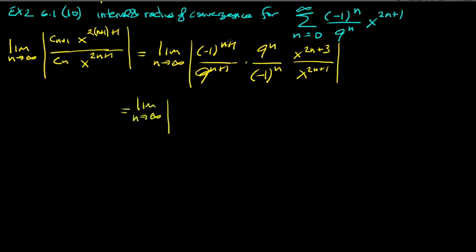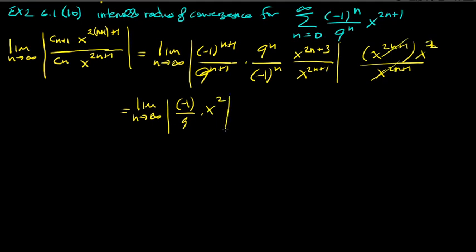So first of all, this is negative 1 to the 1, right? Because the n's cancel. Negative 1 to the n. So this is just going to be negative 1. Of course, the absolute value will take care of that. And then divided by 9, because 9 to the n cancels. And then you're going to get x to the 2n plus 1 plus 2, so times x squared over x to the 2n plus 1. So these cancel, leaving you with just x squared. So this is looking better.